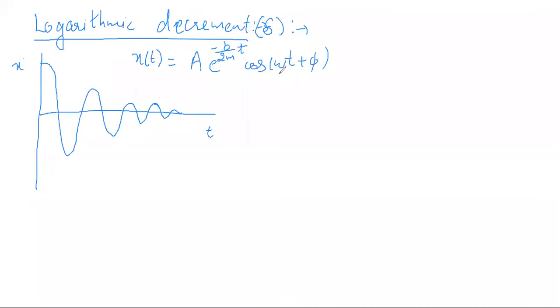Again, I can't stress enough that this omega corresponds to your damped frequency. Now, let's take two points. Let's say this is your point A and this is your point B. At this point, your time period was TA and at this point, your time is TB. इस TA के correspondingly आपका X is XA and this TB के correspondingly your X is equal to XB.